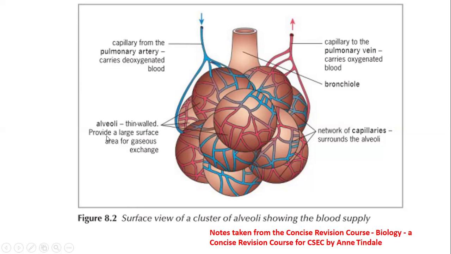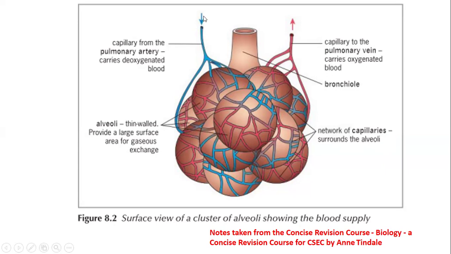The alveoli has a thin wall, providing a large surface for gaseous exchange, right? It has to be thin, just like how the villus is thin. Anything that is facilitating exchange has to be thin, right? So we see the villus, which is similar to the alveoli. We have the network of capillaries surrounding the alveoli and bronchioles, and then we have the capillary leading to the pulmonary vein, which carries oxygenated blood.